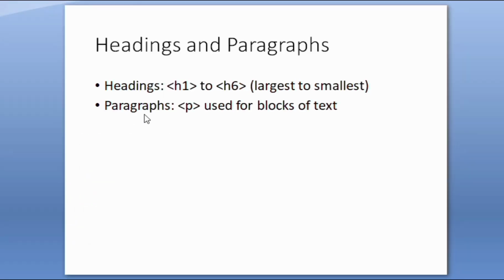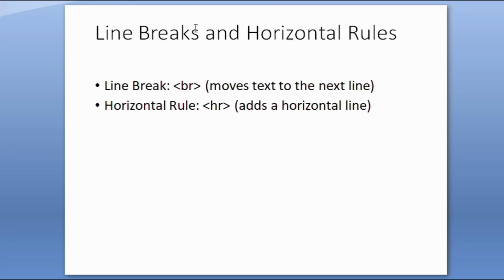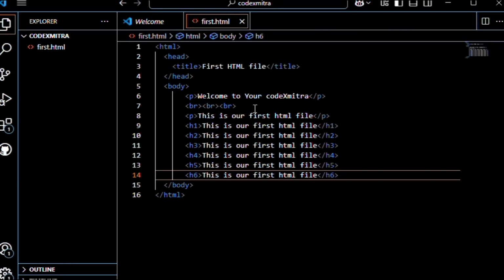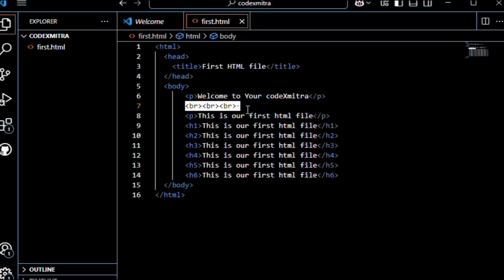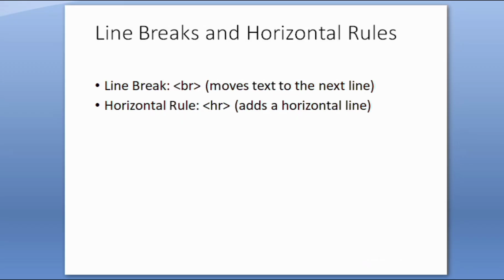Next, the paragraph tag. As I told before, the paragraph element offers a way to structure your text. Each paragraph of text should go in between the opening and closing of this paragraph tag. Next, we move to the line break and the horizontal rules. The break, as I previously told, is used to give space, it moves the text to the next line.